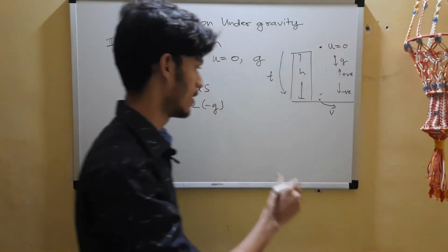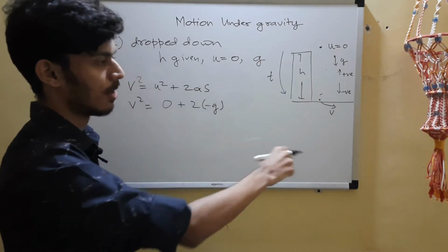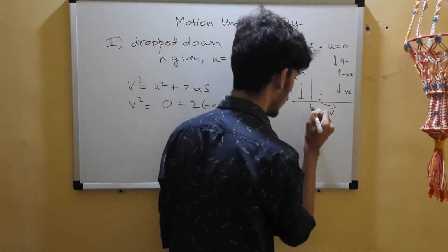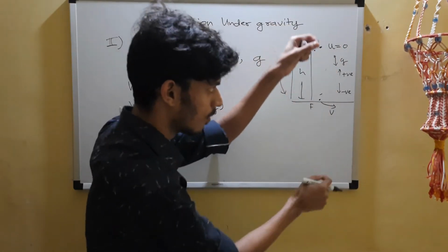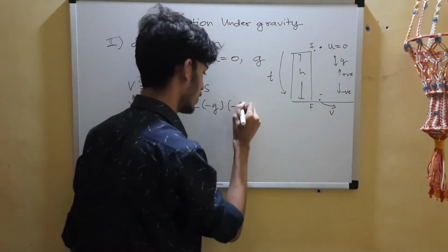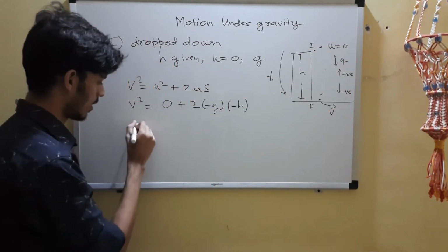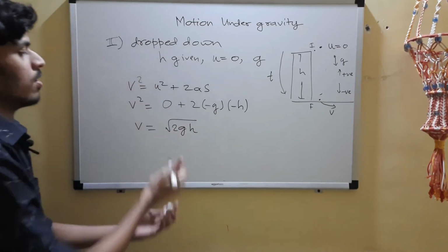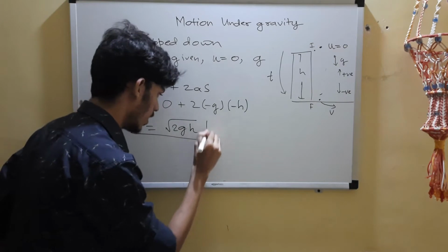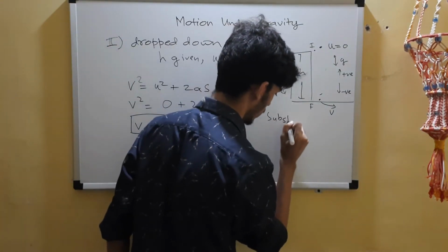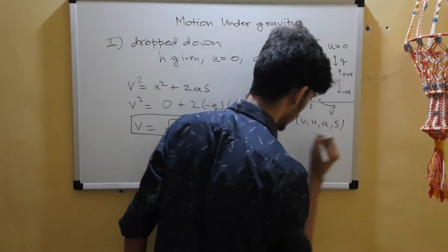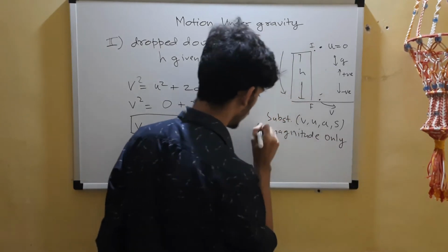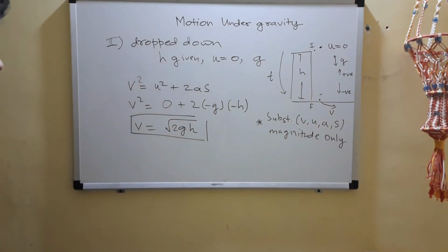Now h. What is the direction of h? Displacement, right? s is h magnitude wise. And what is the direction? From initial to final. Initial to final is the downward direction, negative. So minus h. That's why I wanted to take that positive. Anyways, we get the same answer, 2gh, minus minus plus. So you want to root it. So basically this is the thing that you need to remember. Again, substitute the magnitude only for v, u, a, s. So this is how you derive it.